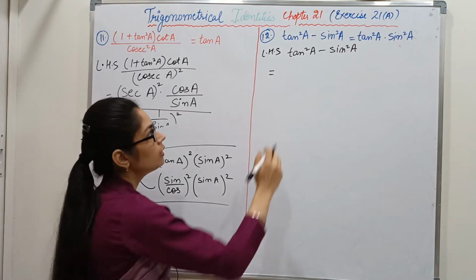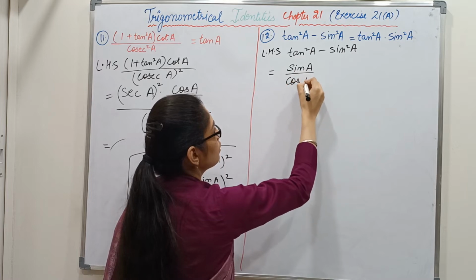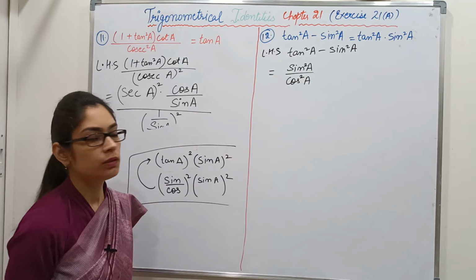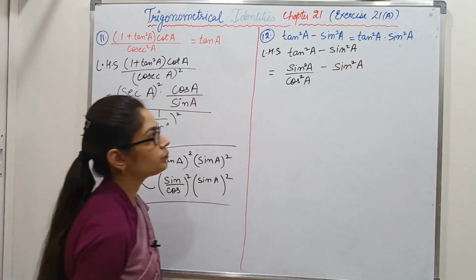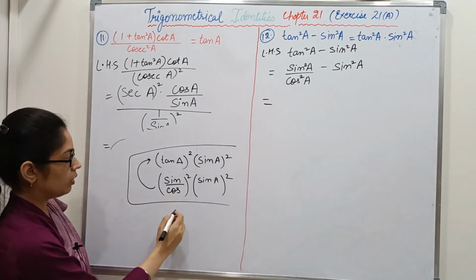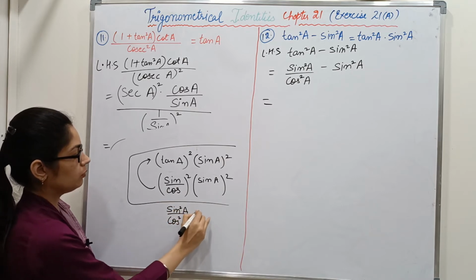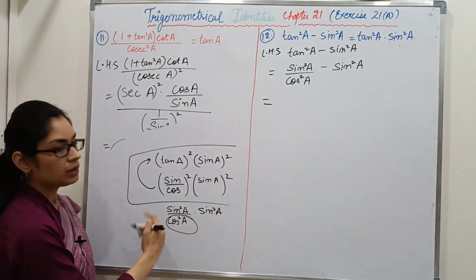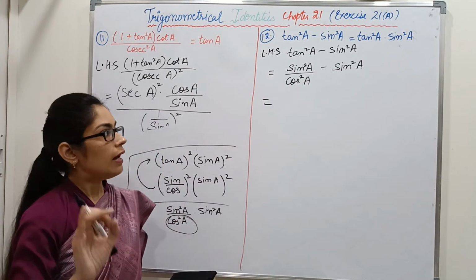Tan is equal to sine by cos. Because it is square, I will write square with both. Minus sine square A. Here if I solve it, this will become something like that: sine square by cos square into sine square. You can see also in the denominator something like this we have already got. Now this thing I have changed.